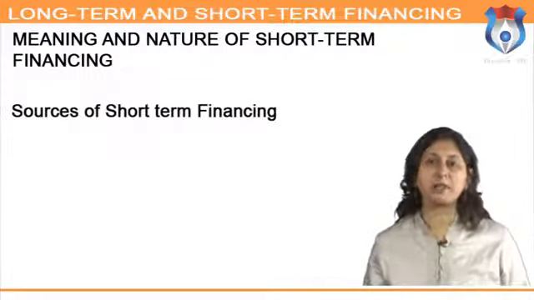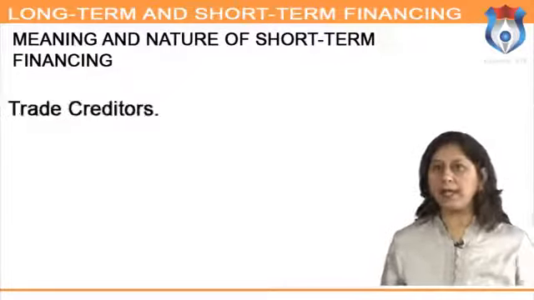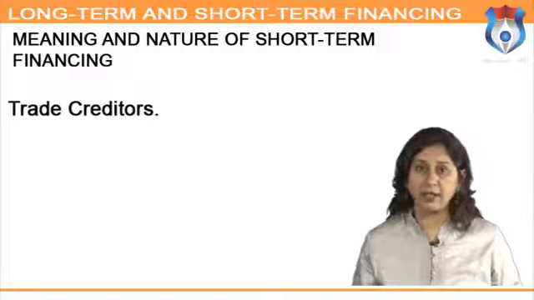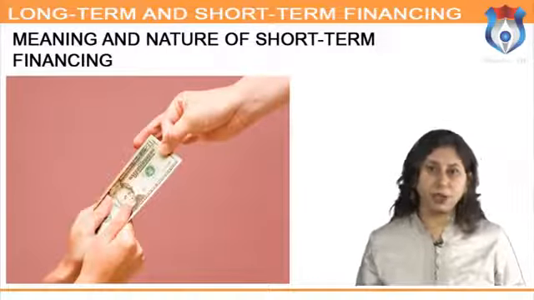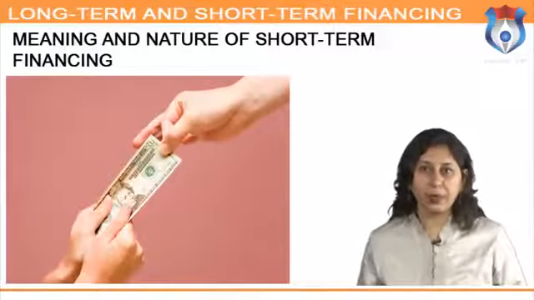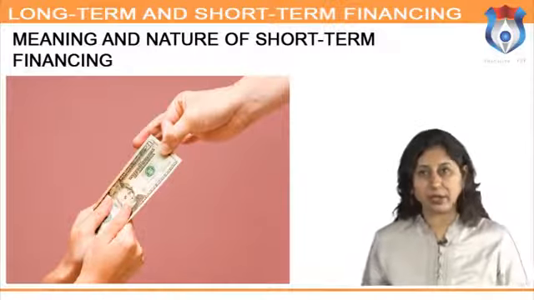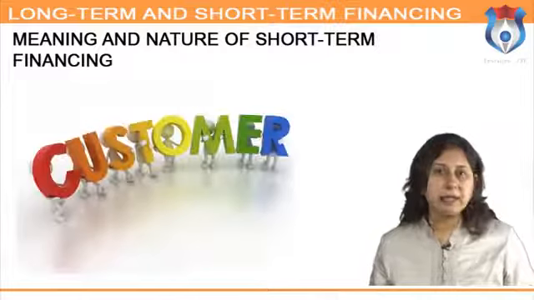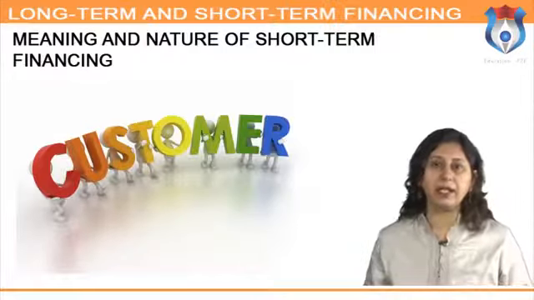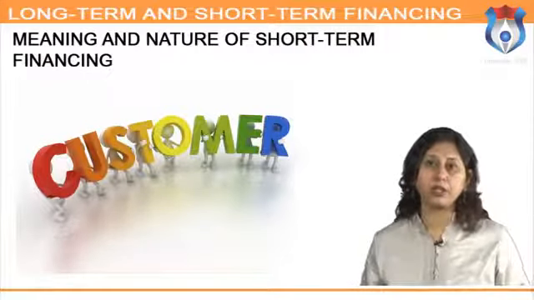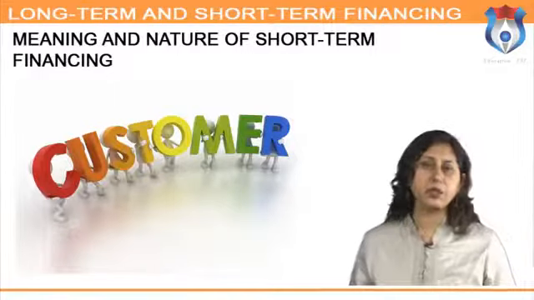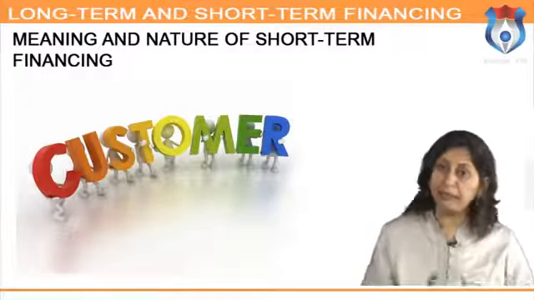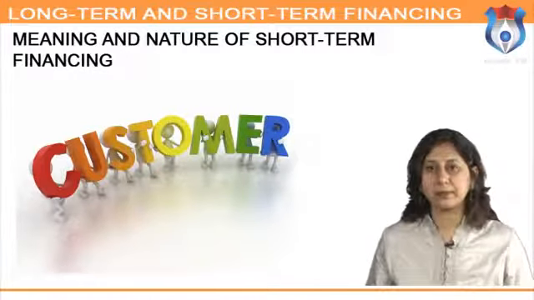Sources of short-term financing. Following are the sources of short-term financing. Trade creditors. Trade creditors are those business establishments which sell goods to others on credit. Customers' advances. Customers often finance the seller through advance payment for the goods. The prices of the goods to be purchased are paid in advance, that is, before the receipt of the goods.